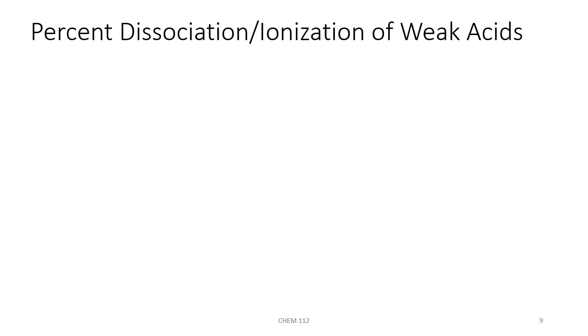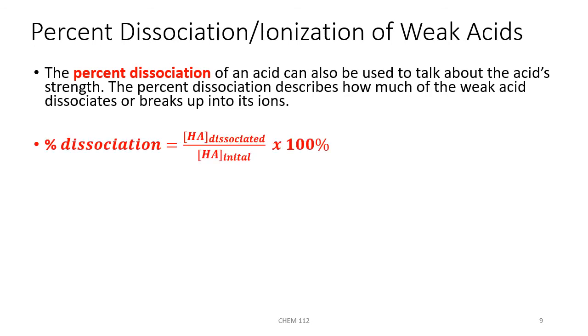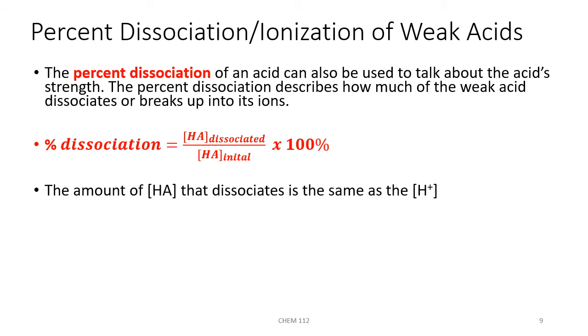The percent dissociation or percent ionization of a weak acid is another way to talk about the acid's strength. The percent dissociation describes how much the weak acid actually breaks up into its ions. Percent dissociation can be calculated by taking the amount of the weak acid that dissociates divided by the initial concentration of the weak acid times 100%. The amount of the weak acid that actually dissociates or ionizes is the exact same as the H+ concentration at equilibrium, which is often our x value.